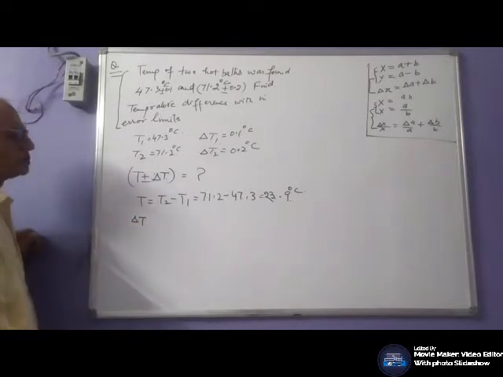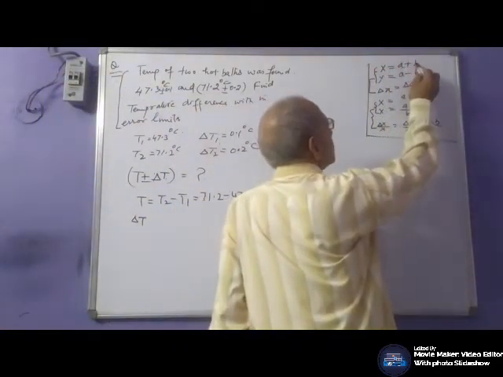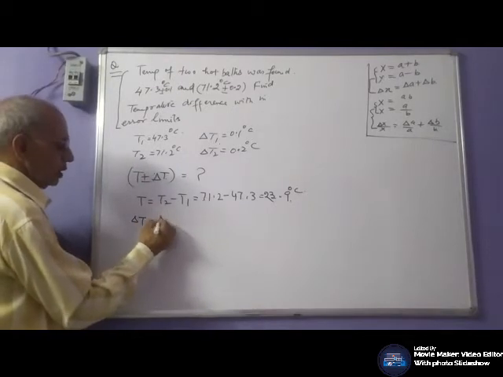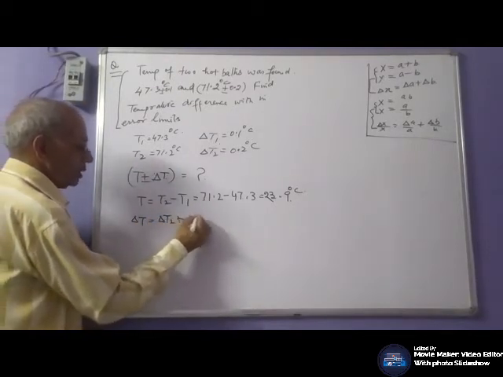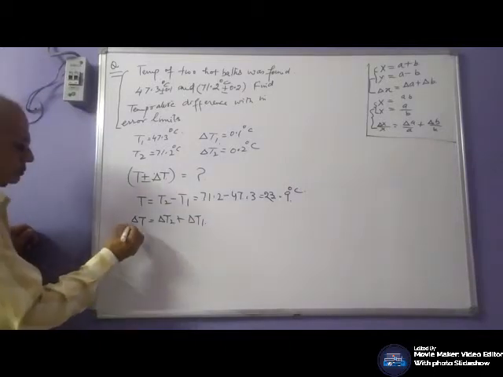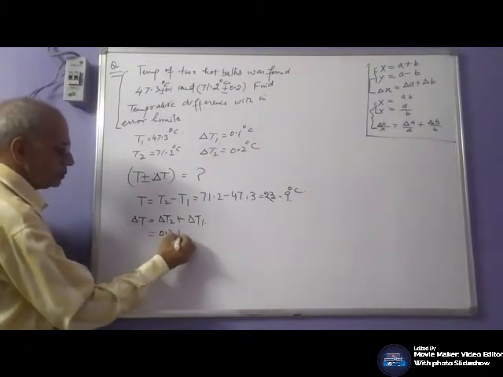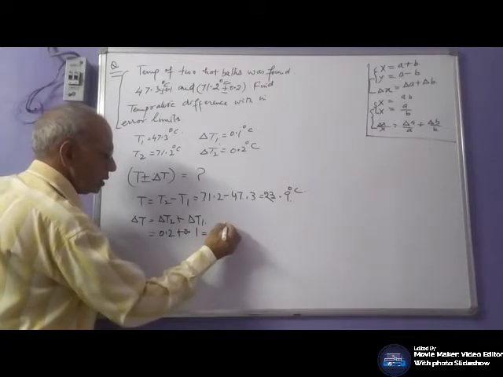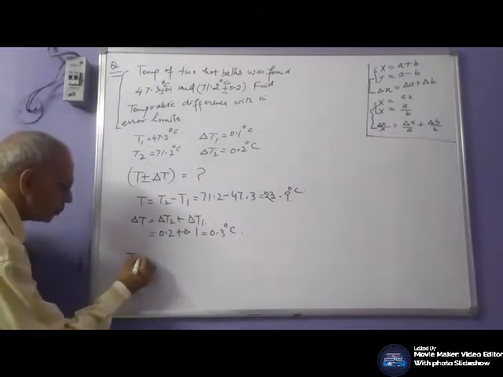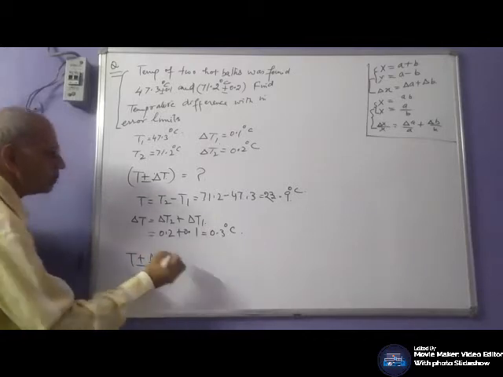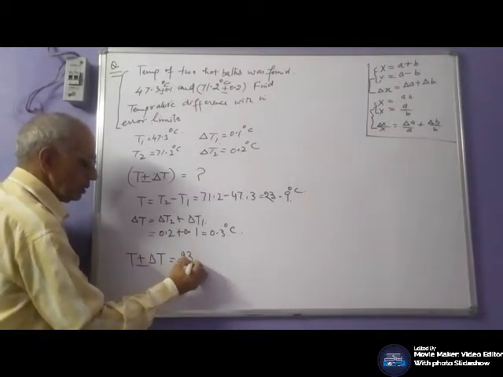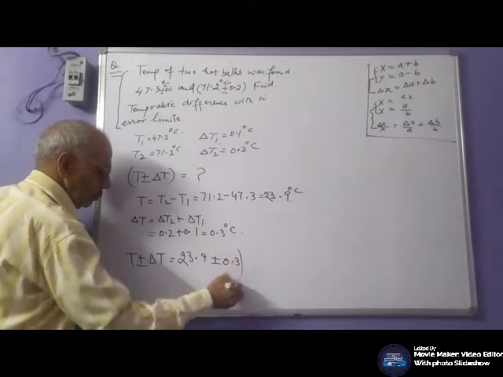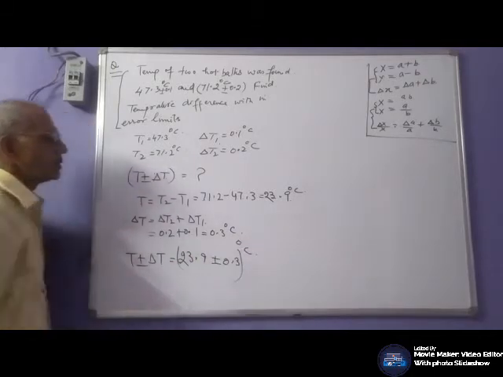Delta T. Whether the result is a sum or a difference, in both cases it is delta T2 plus delta T1. It is 0.2 plus 0.1, which is 0.3 degrees Celsius. So what is T plus minus delta T? It is 23.9 plus minus 0.3 degrees Celsius.